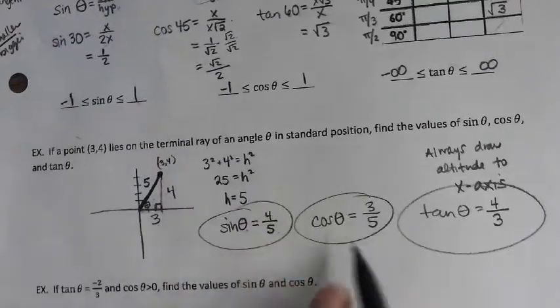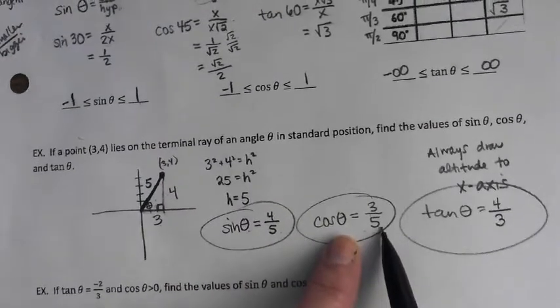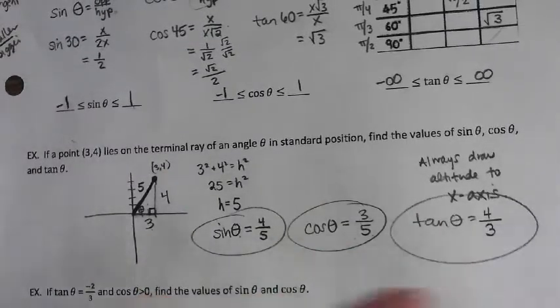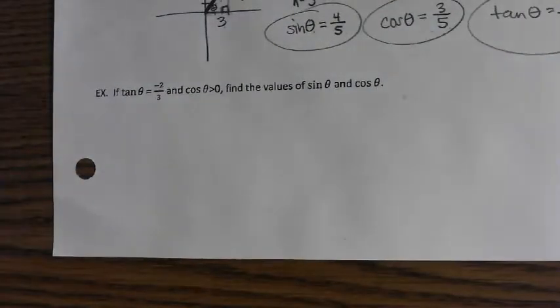It's 0.8. Cosine 3/5 is between -1 and 1, 0.6. This particular tangent value is 1.33333, which doesn't matter because tangent can be anything. Got it? Okie doke. All right, let's switch how they're giving us this.